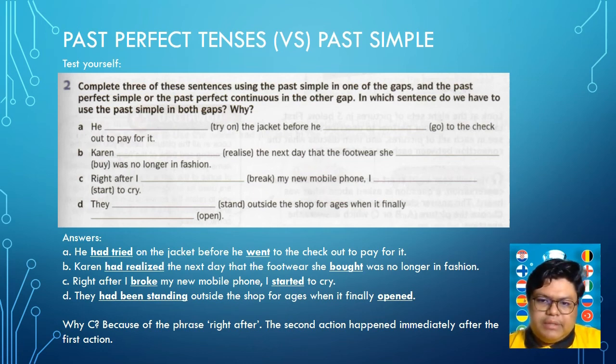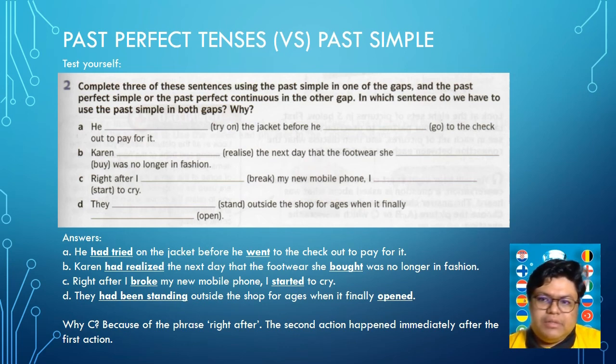Okay, so now let's look at the answers for all of it. Okay, A, he had tried on the jacket before he went to the checkout to pay for it. Okay, so the answer for A, had tried and went. Okay, boleh tak kalau kita nak gunakan he tried on the jacket before he went to the checkout to pay for it? Boleh tak? Okay, boleh juga. Okay, so it's not a must. Okay, dia bukan wajib lah.